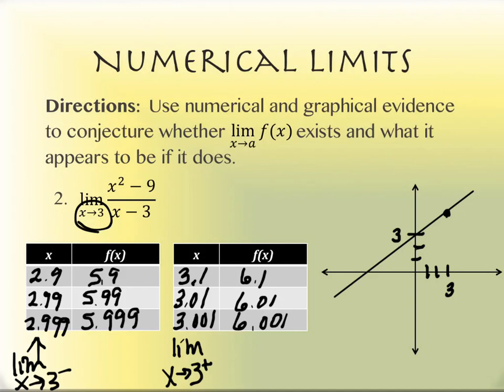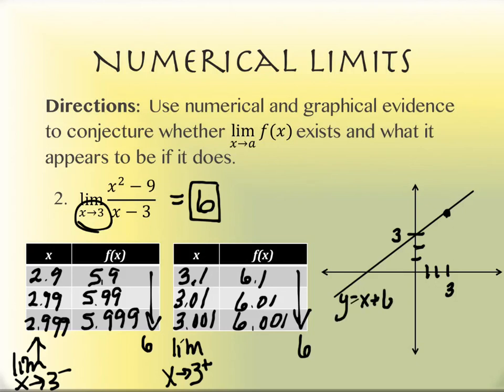Now, the answer here is 6, because this value is getting close to 6 from the left, this value is getting close to 6 from the right, and those two match. So the limit is 6. The reason that's happening is because if you were to actually reduce this, and we're going to get into that next class, this equation would reduce to y equals x plus 3. And then if you put a 3 into this, 3 plus 3 is 6.